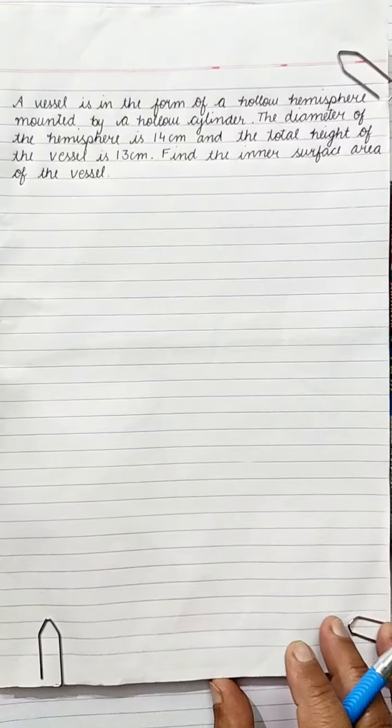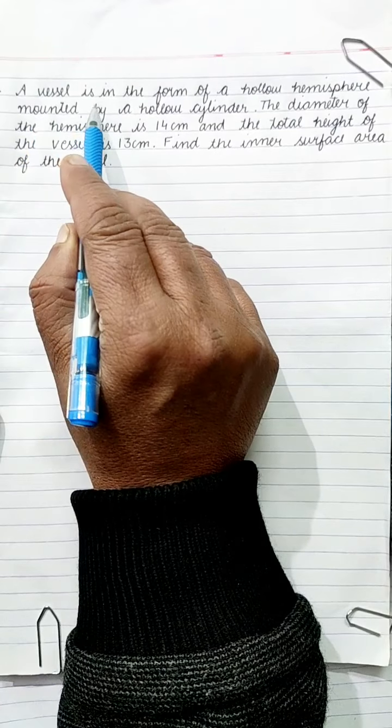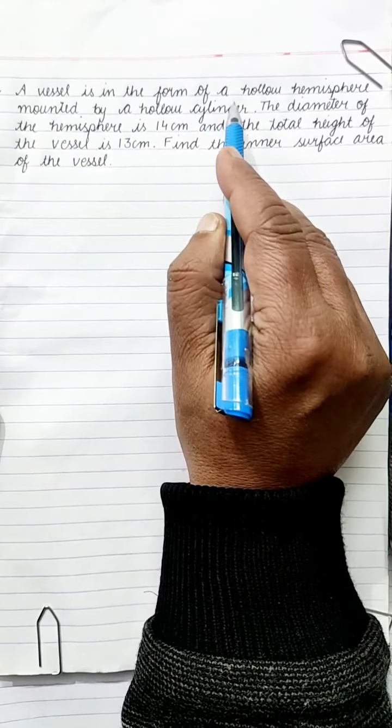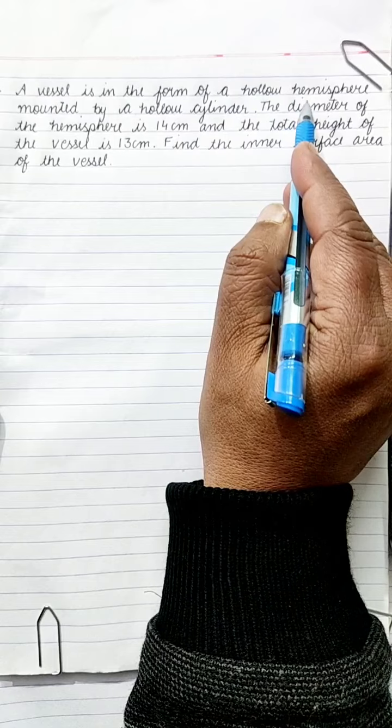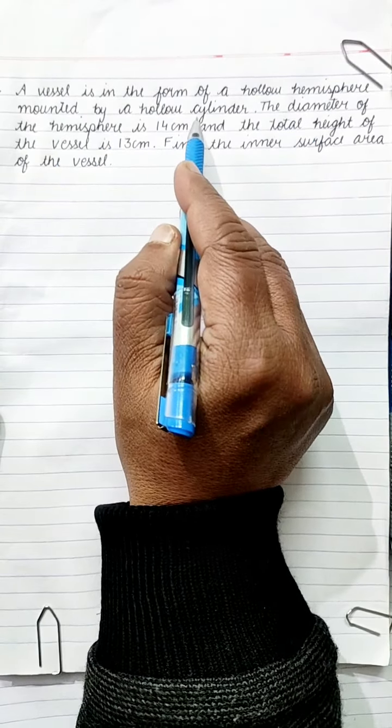Now we have one more question. A vessel is in the form of a hollow hemisphere mounted by a hollow cylinder.